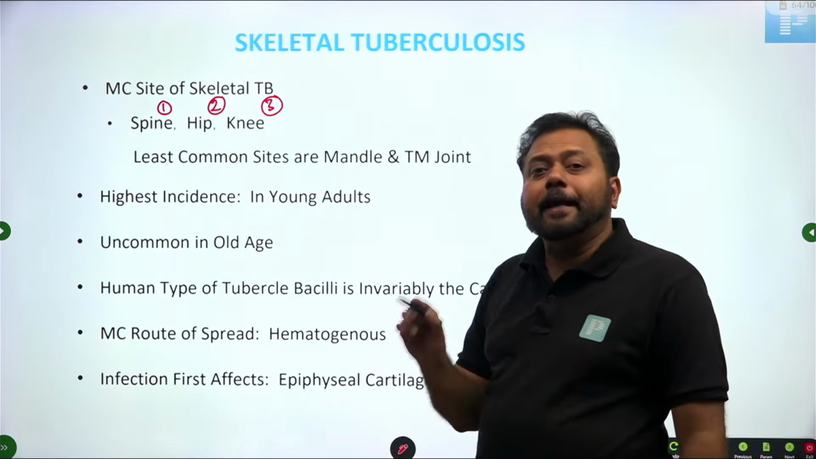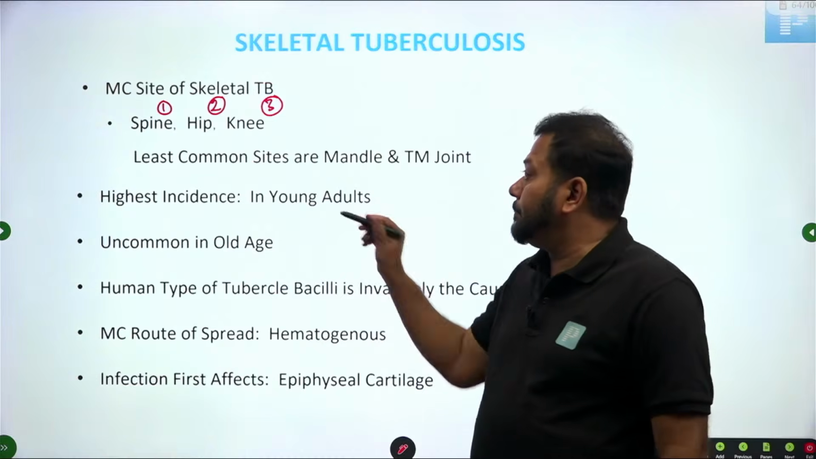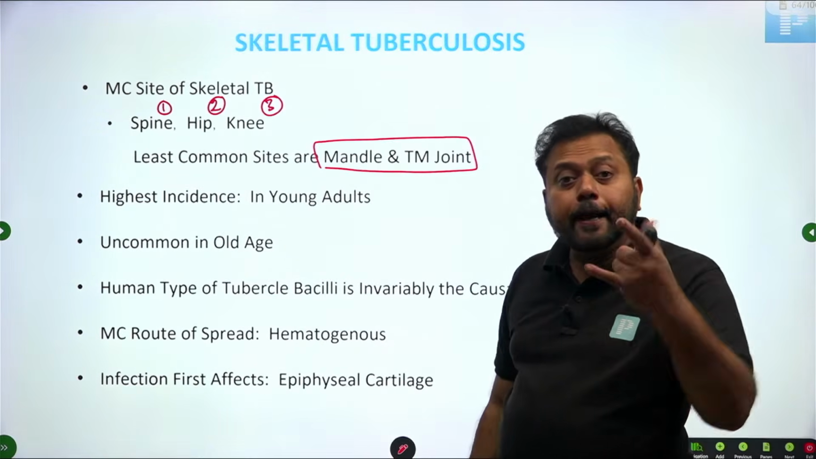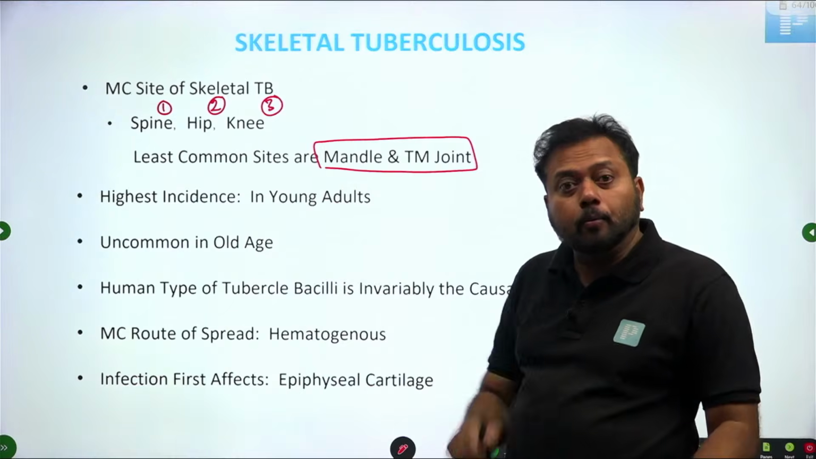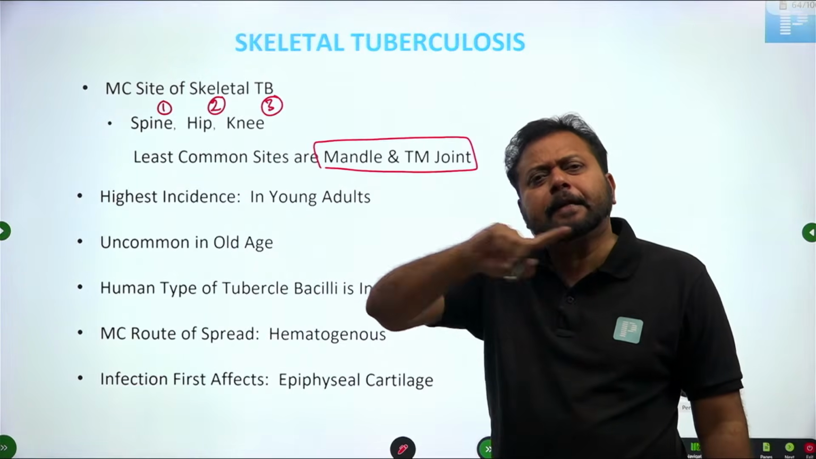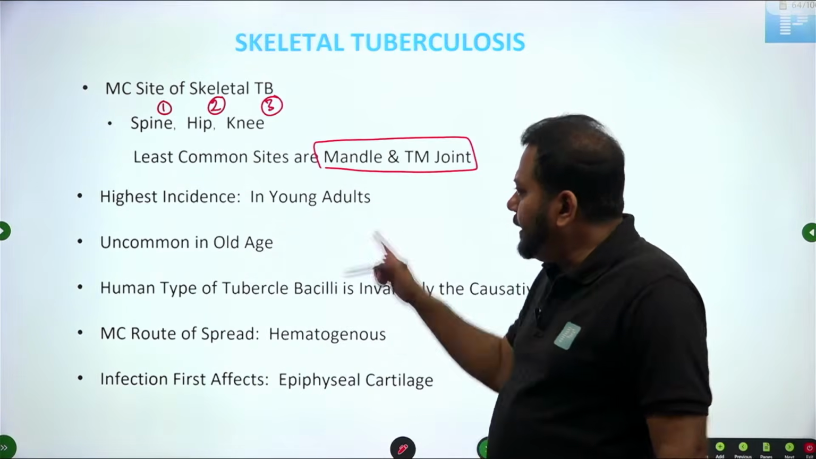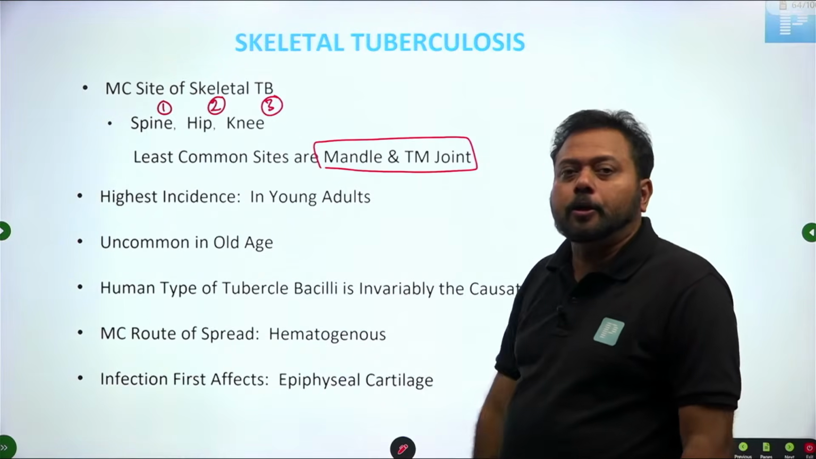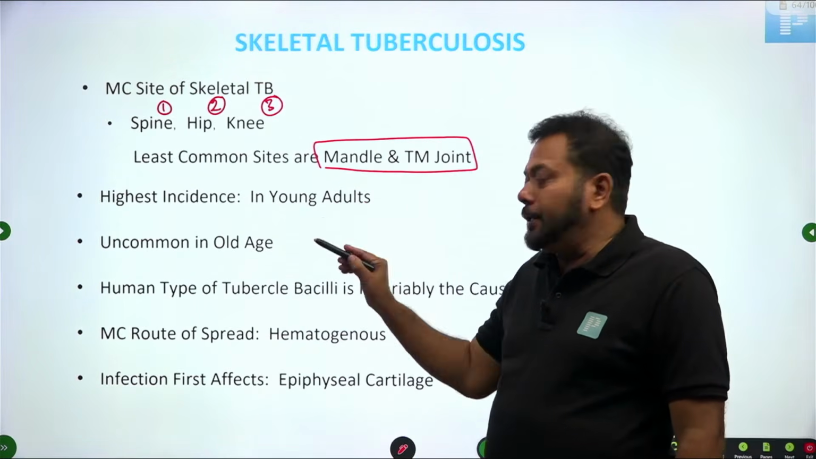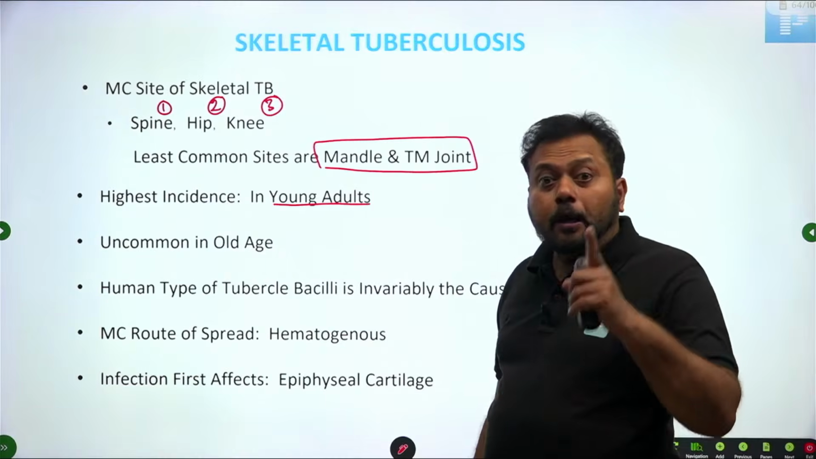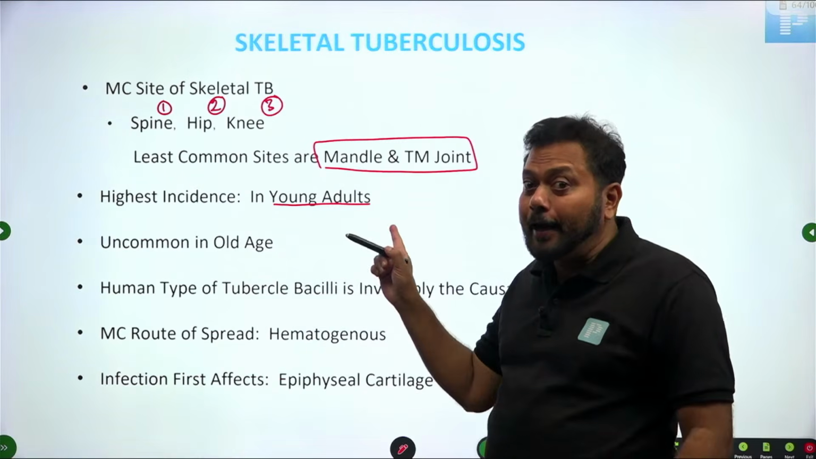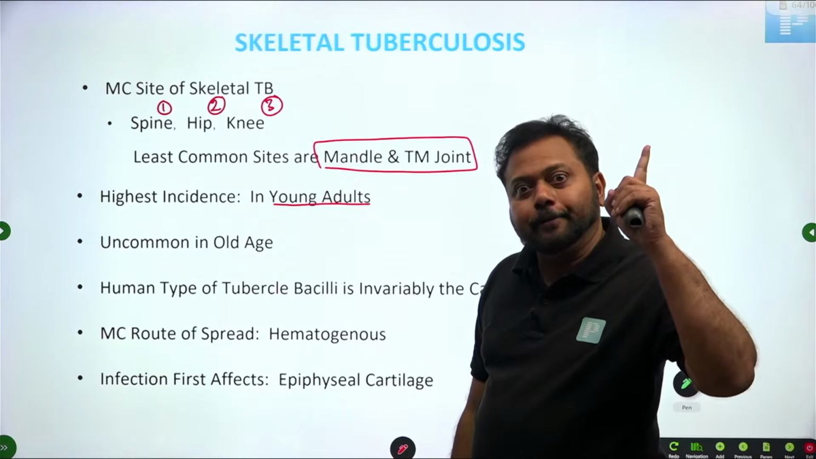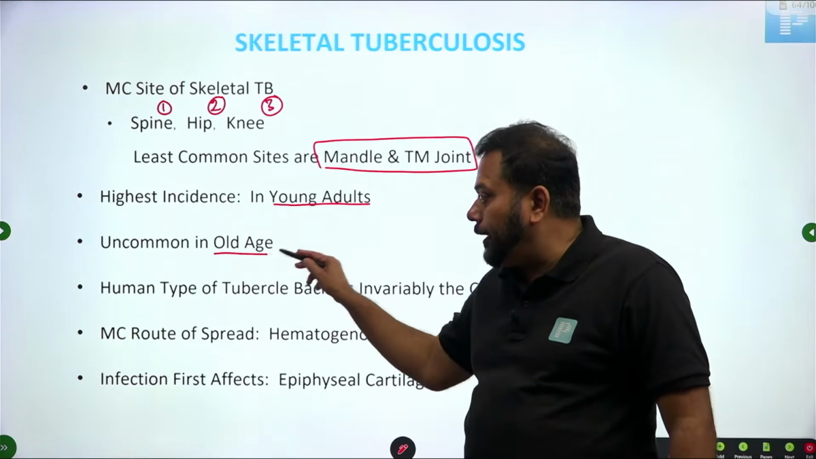Least common site of skeletal tuberculosis is mandible and temporomandibular joint. They have not asked this so far. Most common site, several times they have repeated. Least common site they have not asked. Highest incidence is in young adults, not in elderly or children. Similarly, commonest fracture in young adults is scaphoid. Uncommon in old age.